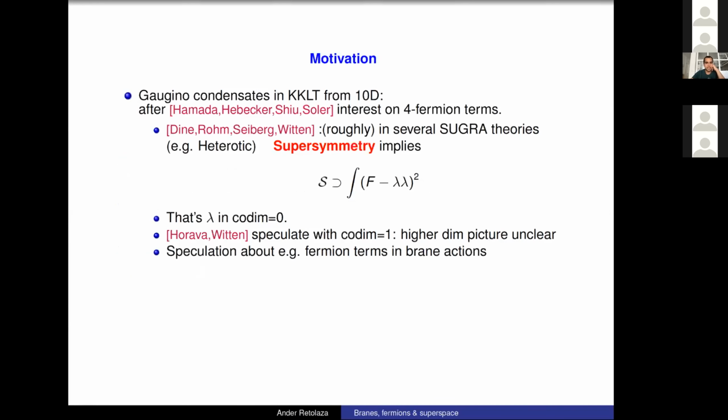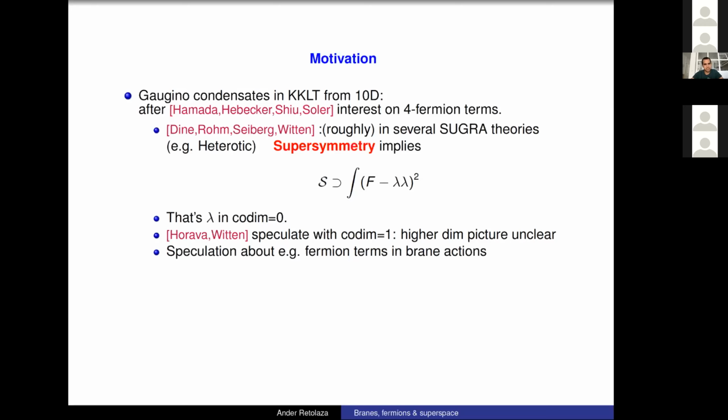So let's get started. The motivation, on the back of my mind, what motivated me to do this project is KKLT and understanding KKLT from the dimensional perspective. And as many of you know, 3 years ago there was this discussion about perfect squares arising in supergravity theories with gaugino condensates, and so on and so forth.